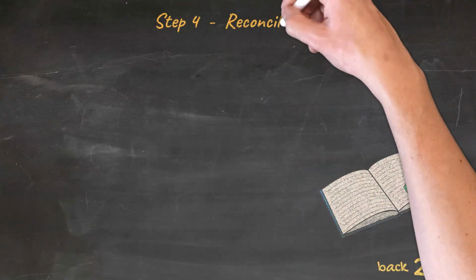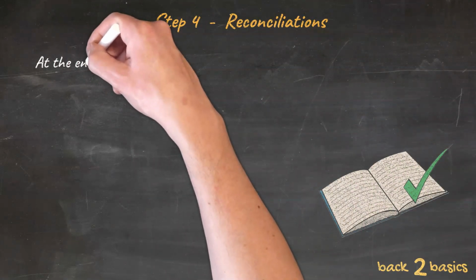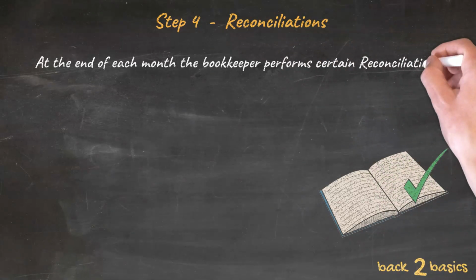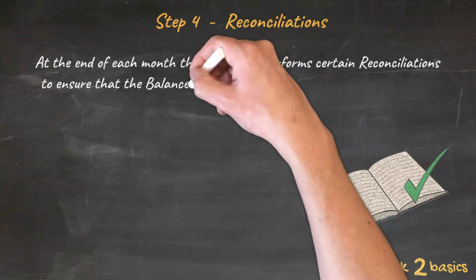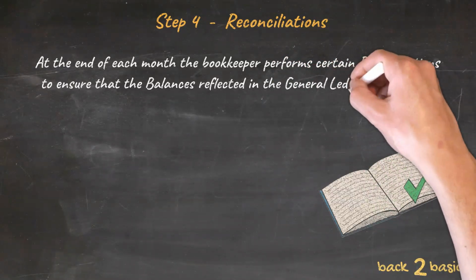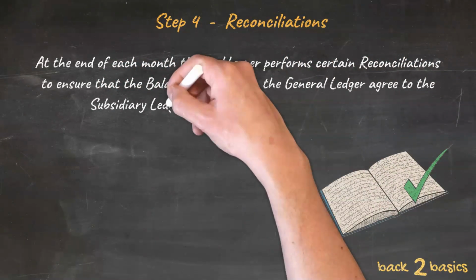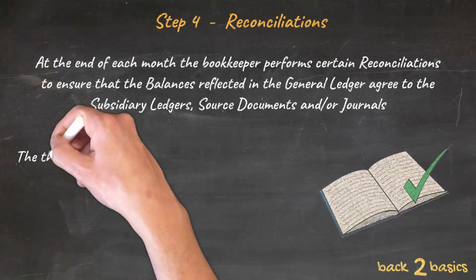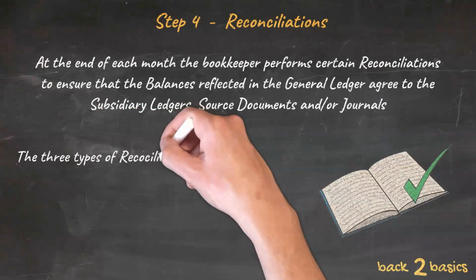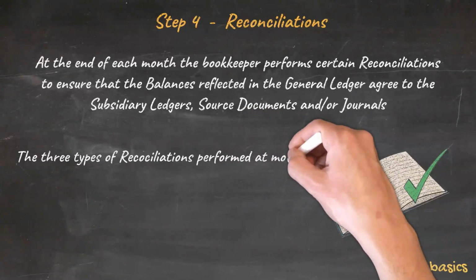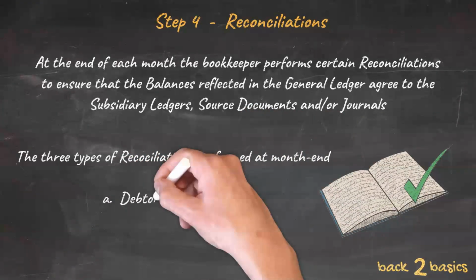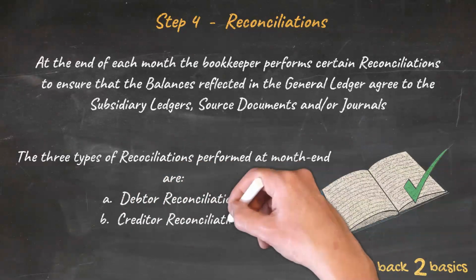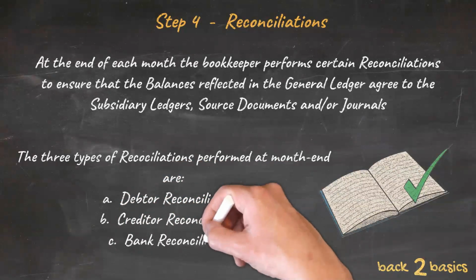Step 4, reconciliations. So at the end of each month, the bookkeeper performs certain reconciliations to ensure that the balances reflected in the general ledger agree to the subsidiary ledgers, source documents, and journals. The 3 types of reconciliations performed at month end are debtors reconciliations, creditor reconciliations, and bank reconciliations.